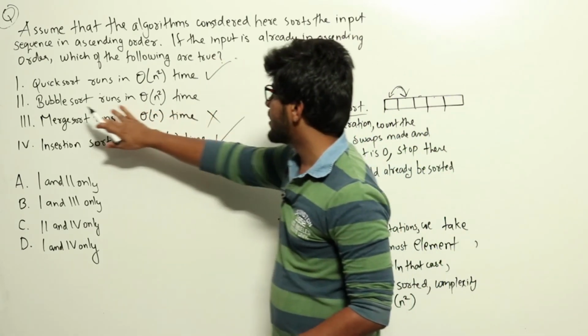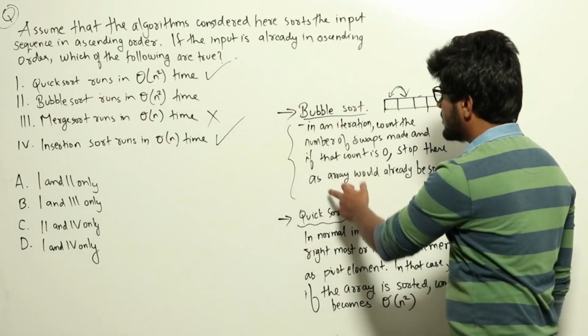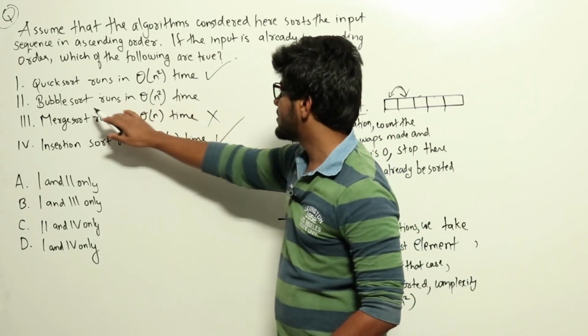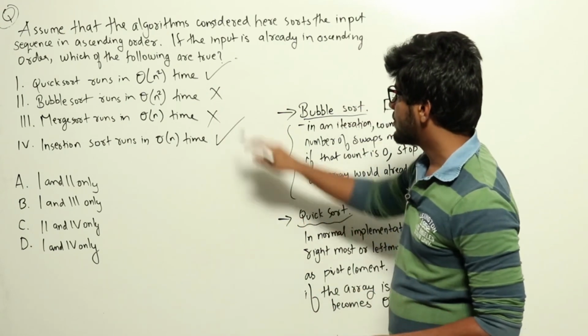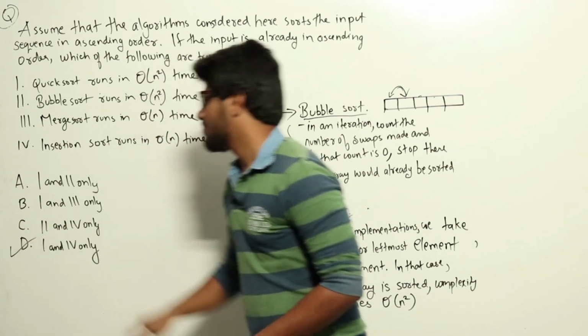In that case, we can consider this Bubblesort as the modified Bubblesort only, which includes this step, which means that Bubblesort can run in theta n time, meaning that saying Bubblesort runs in theta n square time is false. So the correct answer is 1 and 4, that is option D.